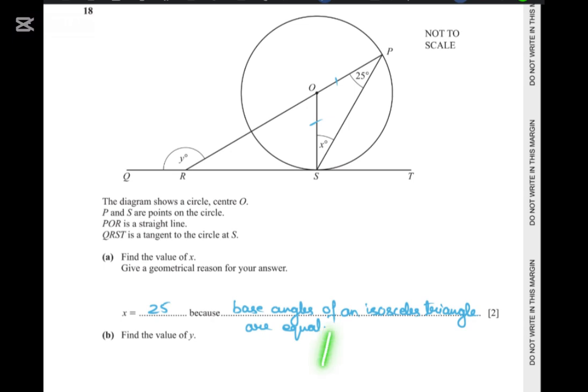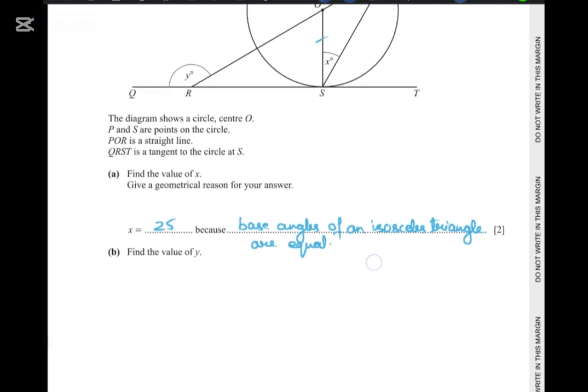To find that, y is equal to 90 plus x, plus 25. We know 90, x is 25, plus 25. 90 plus 50 is 140. So the y value is 140.